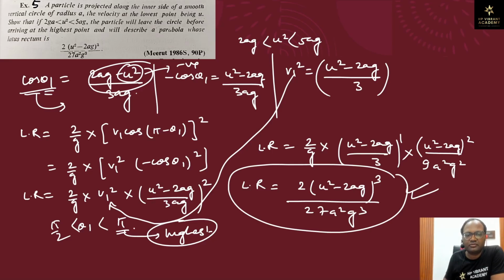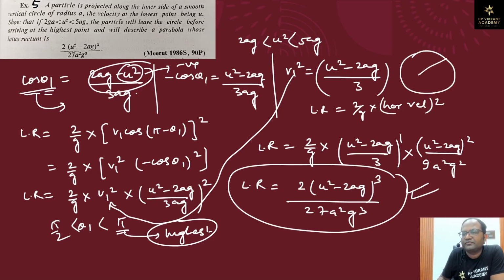In case of the parabolic path, latus rectum is given by 2 upon g into the horizontal velocity whole square. From this particular point at theta 1, the parabolic path starts. So at theta equal to theta 1, the velocity is v1. So initial velocity is v1 and horizontal velocity is v1 cos alpha, which we have placed here. So this is basically the horizontal velocity.